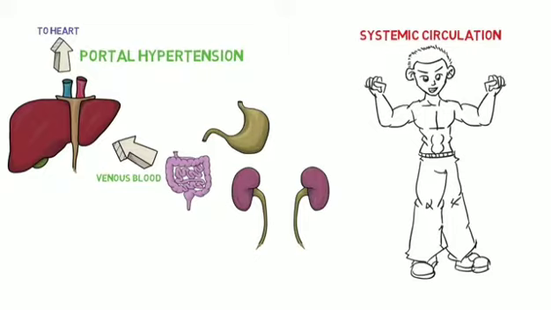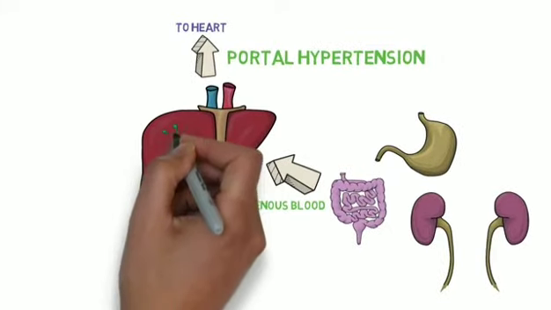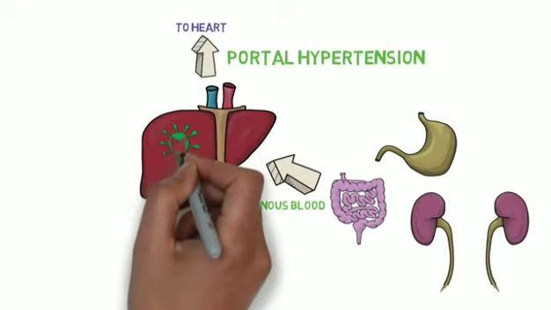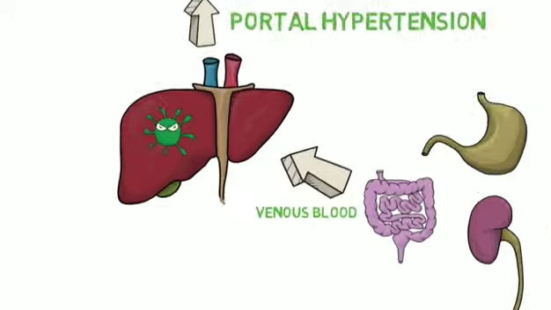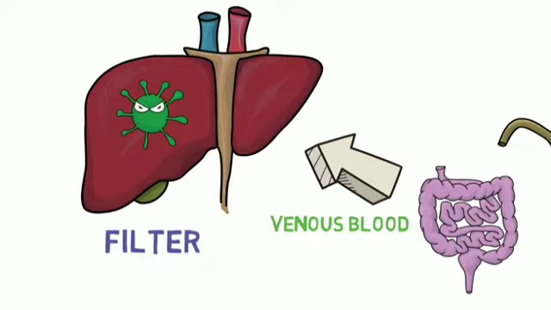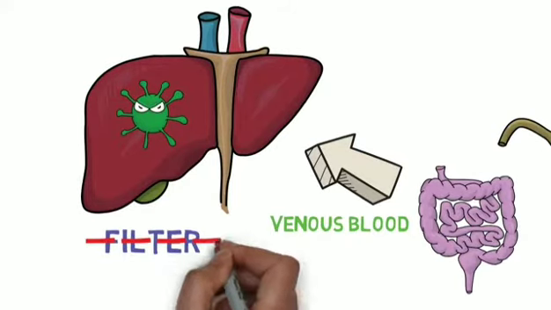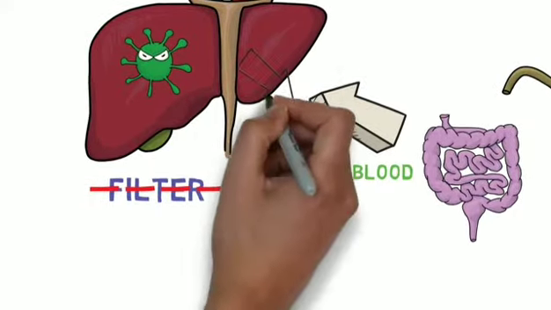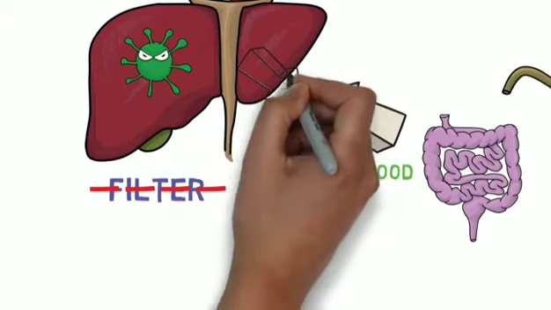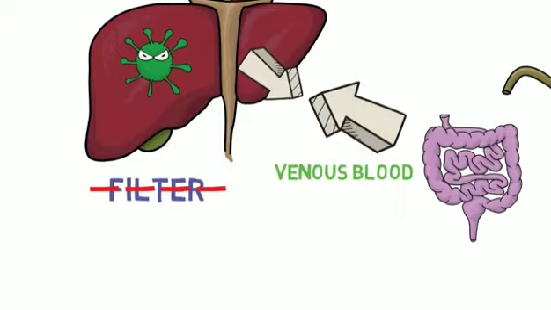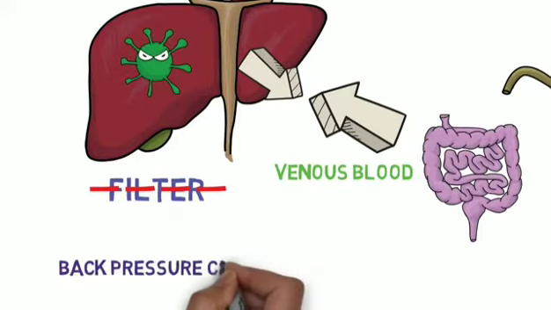Now, what happens with portal hypertension? This occurs because of liver damage: cirrhosis, some severe cases of fatty liver, hepatitis, these types of things can all cause portal hypertension. This damages the liver, which means the liver doesn't have the ability to filter blood nearly as well. If it can't keep up with demand, blood is going to back up, and there's going to be increased pressure in the portal veins.